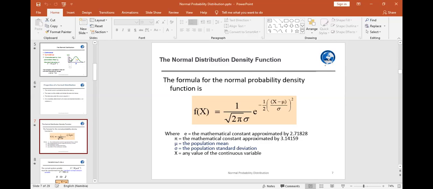And once you plot it, you can take any random variable, any value, any marks of a student, and find the probability that the student will score less than 50 or more than 50, or that the student will score above 70%. So this is the probability density function.